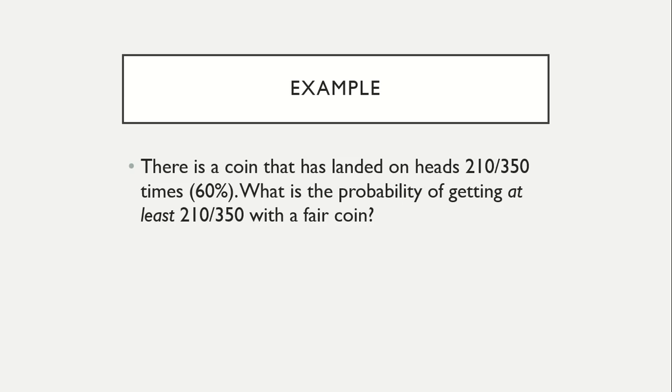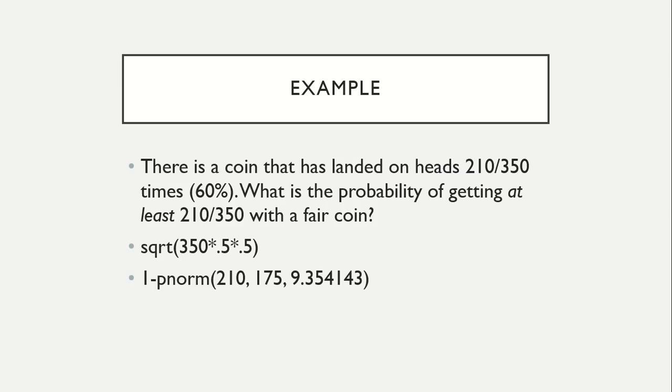There's a coin that has landed on heads 210 out of 350 times, 60%. What is the probability of getting at least 210 out of 350 with a fair coin? Here's one way to do it, where we would use square root of p times q times n to find the standard deviation, which is 9.35. Notice that we're using 210, which is what we're looking at, 175, the expected value or the mean, gotten from 0.5 times 350, and the standard deviation as a number.